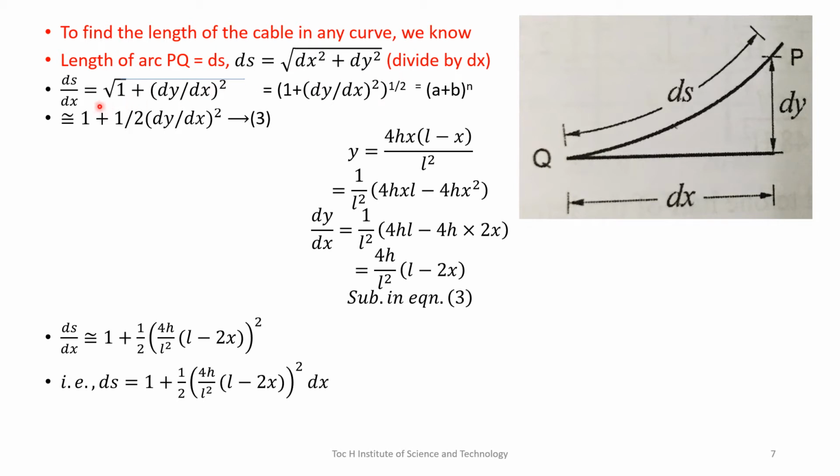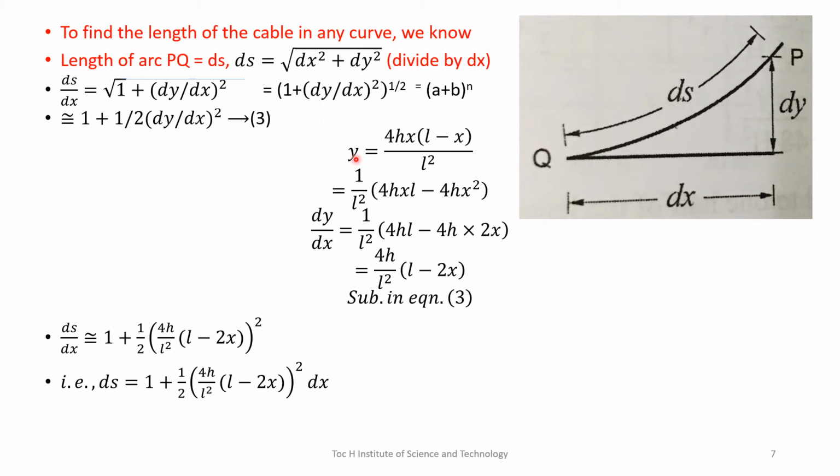So you will get dS by dh is equal to square root of 1 plus dy by dh the whole square, which is equal to 1 plus dy by dh the whole square, the whole raised to 1 by 2, which is in the form of a plus b the whole raised to n. So let's take only the two terms and neglect all other terms, which will be approximately equal to 1 plus half into dy by dh the whole square, and put it as equation number 3.